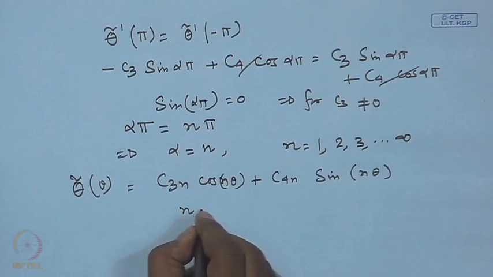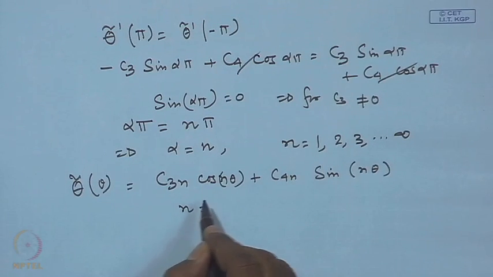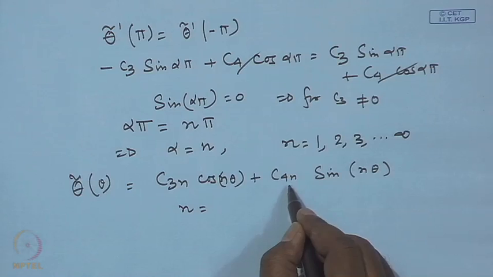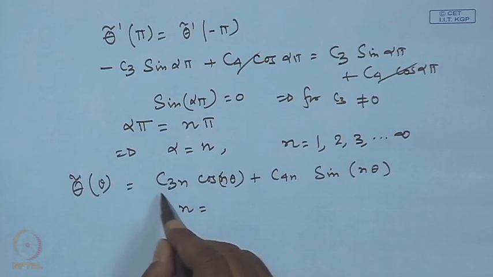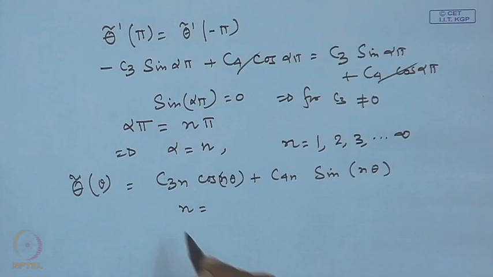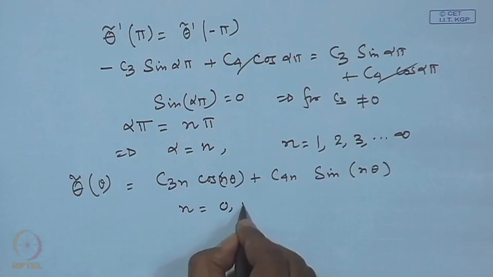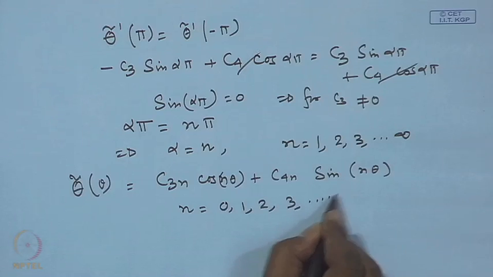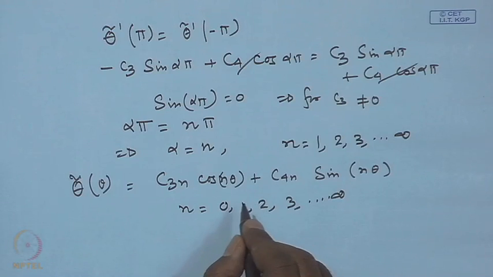Now, if you put n equal to 0, then this term will vanish, because sine 0 is 0, but cosine 0 is 1. Therefore, you will be getting C3n, that is a constant. And if you remember, for the value of mu equal to 0, we had a constant value of theta. So, if we write the index from 0, 1, 2, 3 up to infinity, that will include all the cases that mu is 0 and mu is negative.